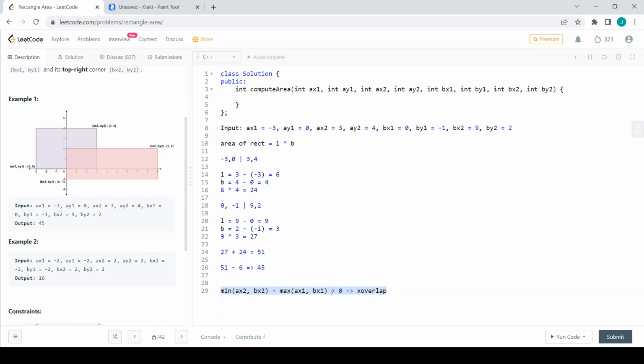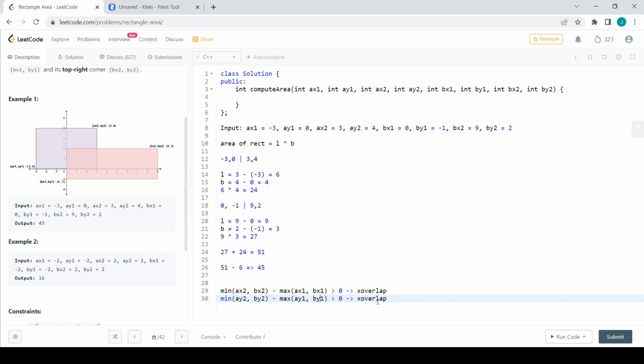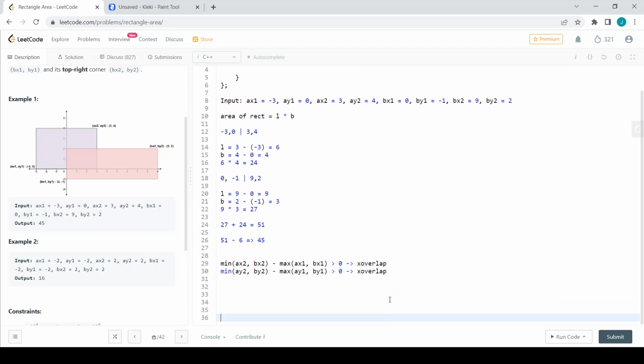And similarly, we can also calculate the y overlap by taking the minimum of ay2 and by2, minus the maximum of ay1 and by1. So let us trace this overlap region by using this.